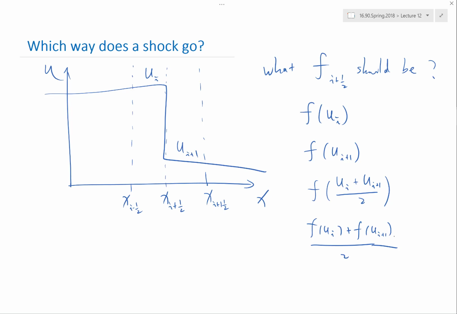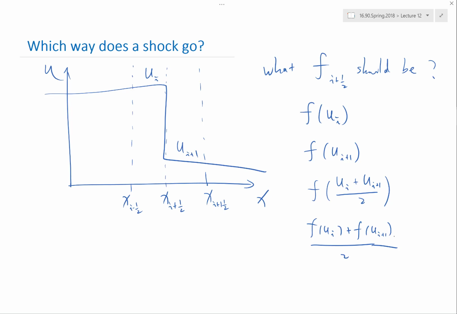I mean, which flux actually determines, remember what flux is, right? Flux at this point is the rate at which the conserved quantity from here is going into its neighboring control volume.